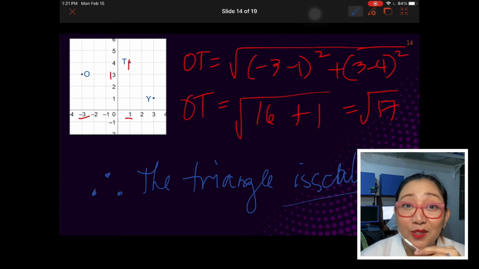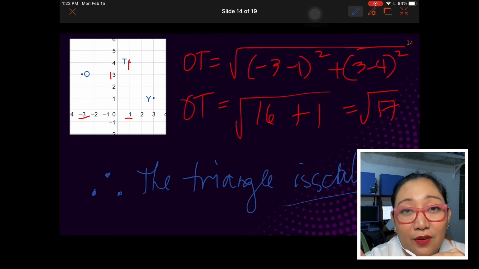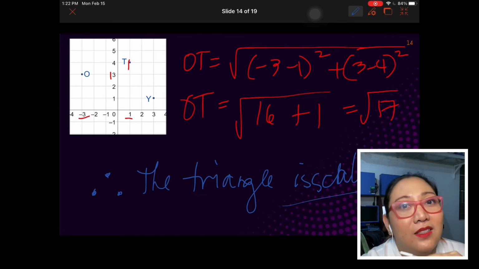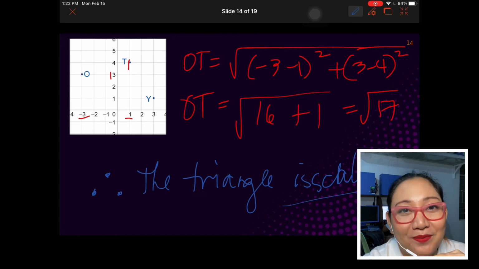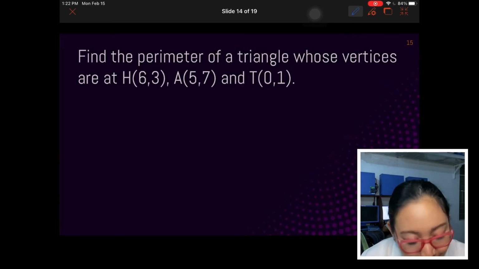So, yan na po ang ating conclusion. Diba? Nagawa na natin. So, remember, if ang pagbabasihan natin ay length of sides, kung wala tayong side na magkakamukha, so, scalene triangle po siya. Okay? Ayos. So, we are now down to our last example.